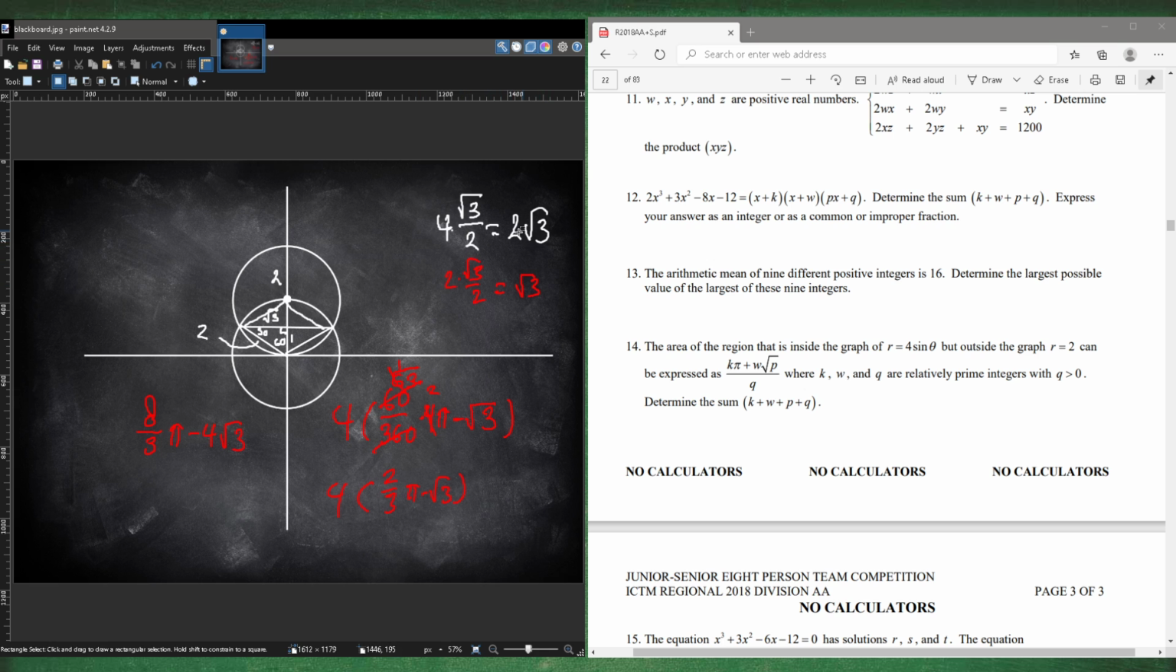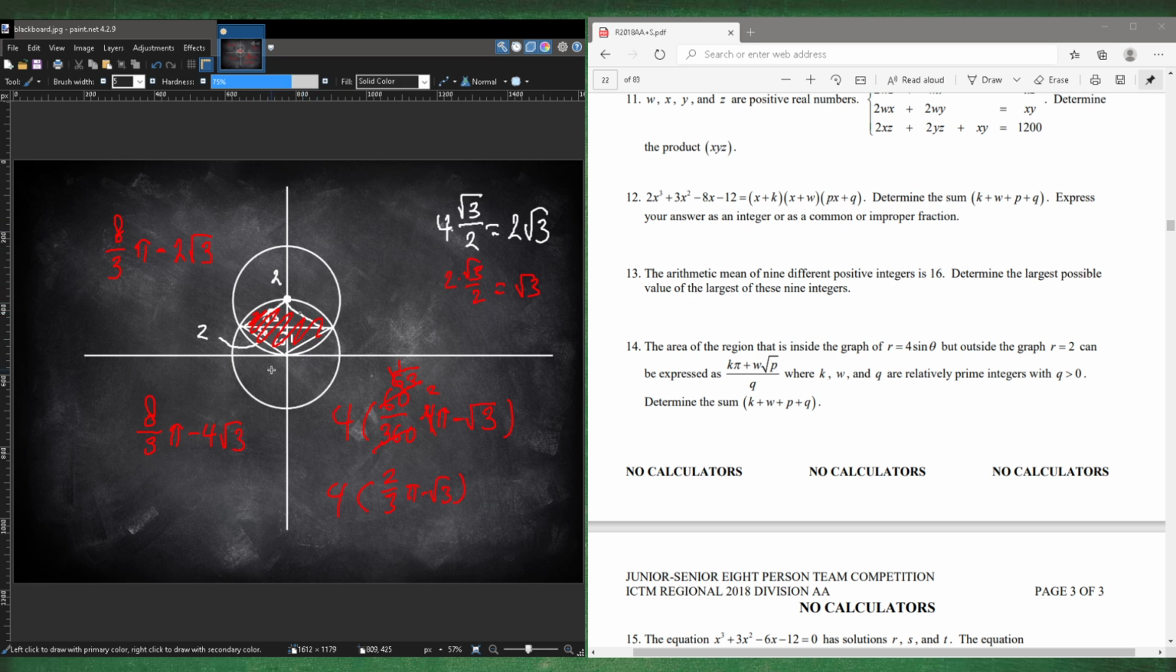And remember, the area of the 4 triangles is 2 square root 3. So then we could add them together. That would give us 8 thirds pi minus 2 square root 3 minus 4 square root 3. That is minus 2 square root 3. And that is our entire area of this small section.